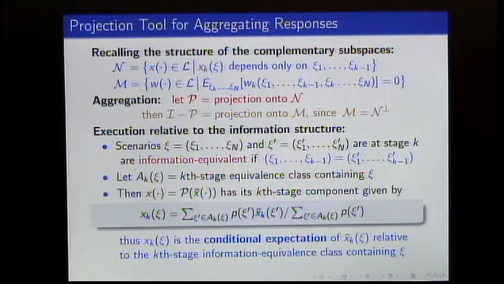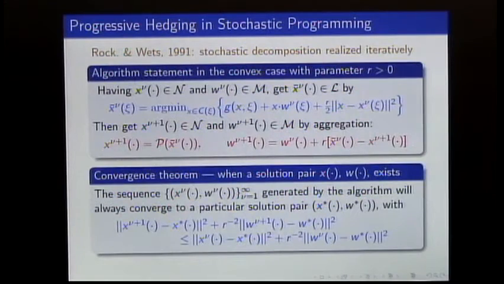So this is really easy to compute. A very simple linear operation that has many known properties. Now I come to an algorithm that Roger Wets and I developed back in 1991. Actually, it was interesting.